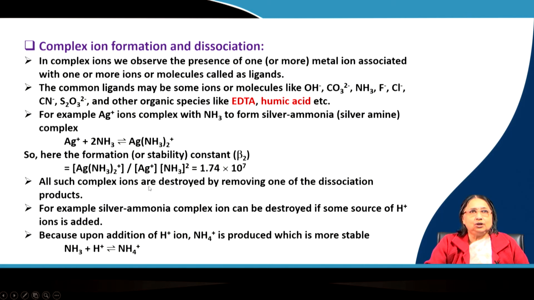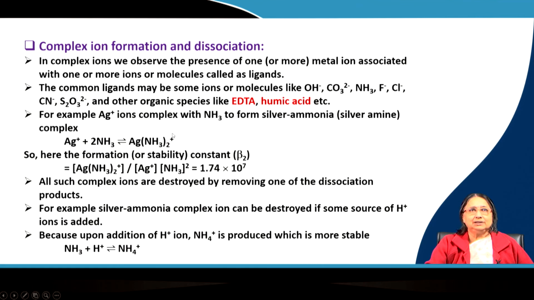All such complex ions are destroyed by removing one of the dissociation products. This is the dissociation product; when the complex is dissociated, it forms this one. So, if you can remove one of the dissociation products, then it will go towards the backward direction. For example, the silver ammonia complex ion can be destroyed if some source of H plus ion is added, because upon addition of H plus ion, NH4 plus is produced, which is more stable. So ammonia will be removed as ammonium ion.